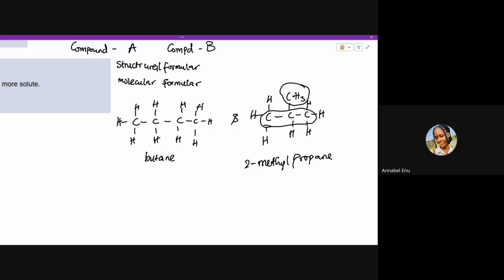How many carbons do we have in butane? Four. How many hydrogens do we have altogether? Let's count it all: 1, 2, 3, 4, 5, 6, 7, 8, 9, 10. So we have 10 hydrogens. This second one, how many carbons in total? 1, 2, 3, 4. Then how many hydrogens in total? 1, 2, 3, 4, 5, 6, 7, 8, 9, 10. So it's also H10. Now you can see their molecular formulas are the same.